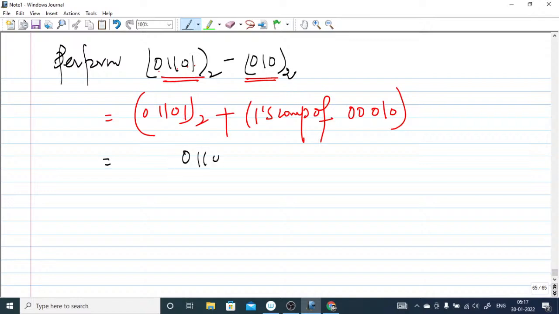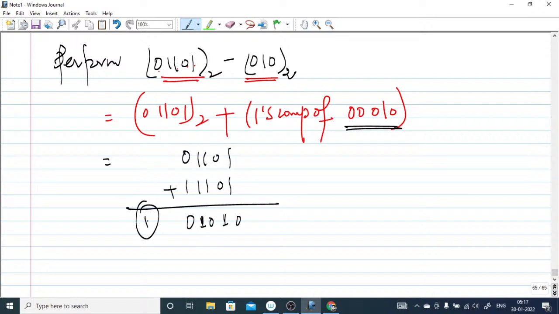Now 0 1 1 0 1, and what is the 1's complement of this? As I told you, you have to take the complement of each binary digit or bit. So this will be 1 1 1 0 1. Now you can add this. Adding these 1 1, you will get 0, carry 1. And this will be 1 1 0 1, and this will be 0, and you are getting 1 extra, an extra carry, right?